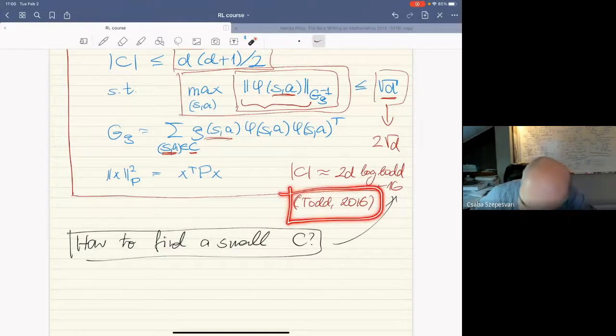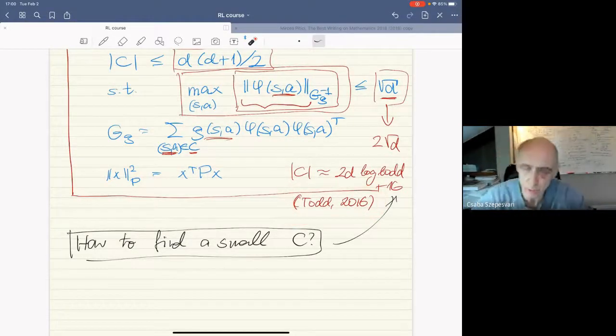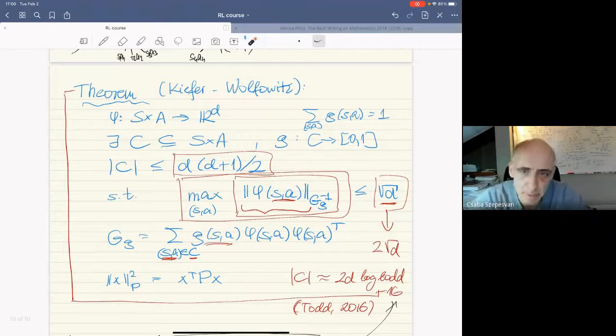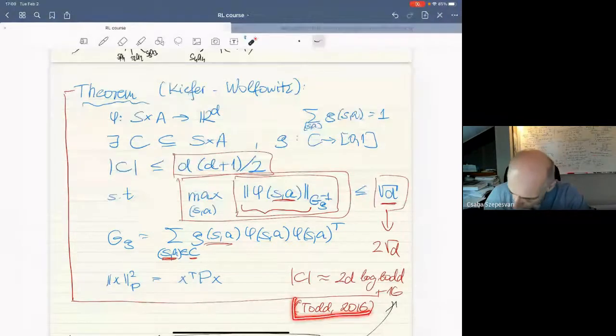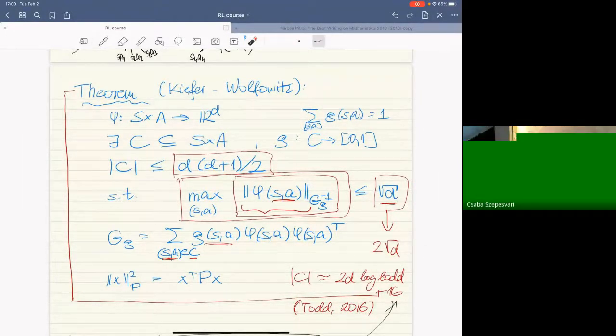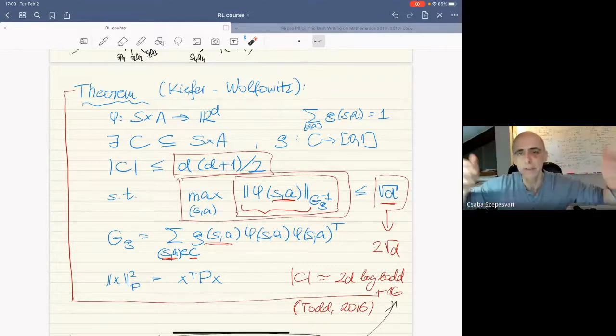Actually, the book of Todd is about this optimal design question. The topic of optimal design is exactly this: someone gives you a feature map, promises this linear situation, and they are asking the question for various types of feature maps, how can we efficiently compute this core set C? Under various specific circumstances, you can do this computation, but it's not general. In the worst case, you probably can't.